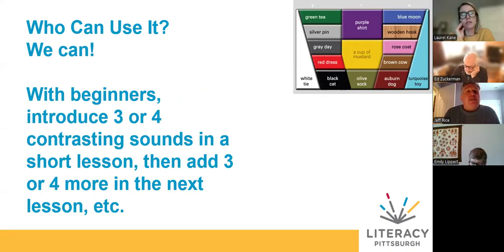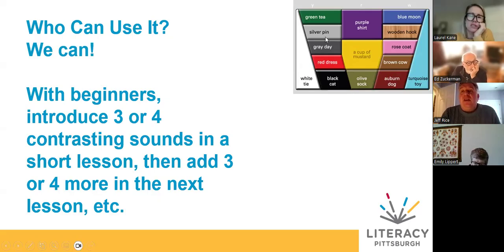So with beginners, I would say maybe introduce 3 or 4 contrasting sounds in a short lesson. Like today, we looked at green tea, blue moon, black cat, auburn dog. You're not going to want to go through all 15 of them the first time you introduce this chart. I think it's helpful as a tutor to know the shape of it, and that some vowels are moving and some vowels are non-moving. But for a beginner student, you just want to use it to categorize sounds. So introduce 3 or 4 the first time.